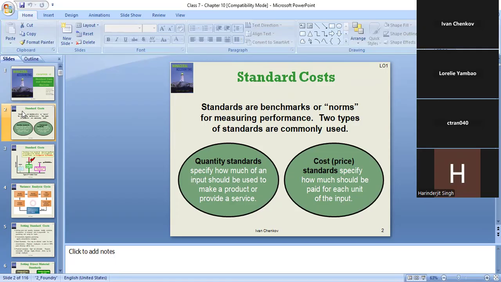First, we have to understand that there's always a standard, and what the standard means. Standard means the norms and benchmarking for measuring the performance. There are two types of standards which we commonly use. Now, before we go to the two types of standards, let's think about something.